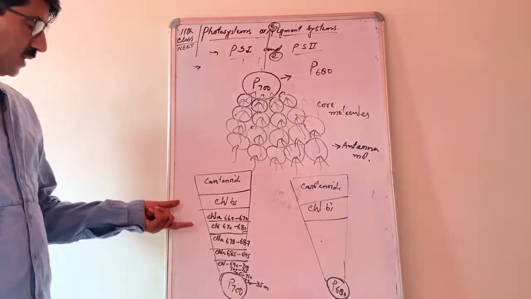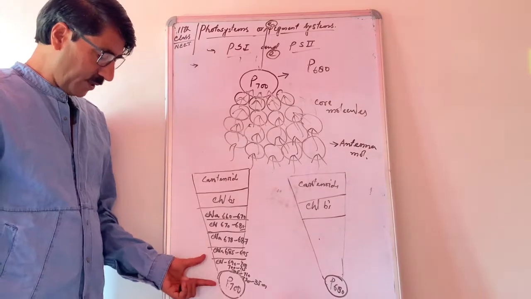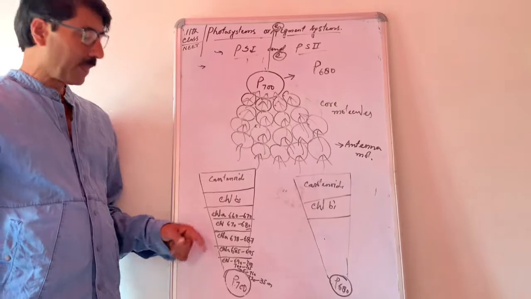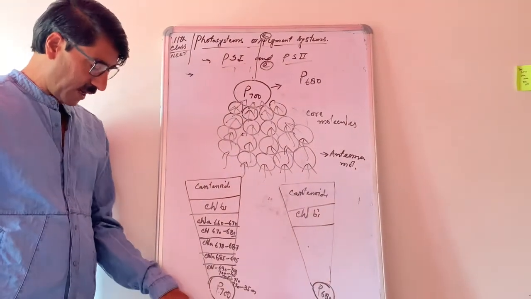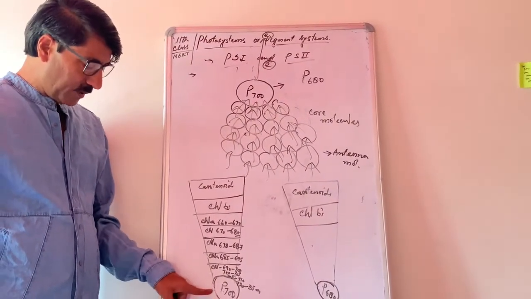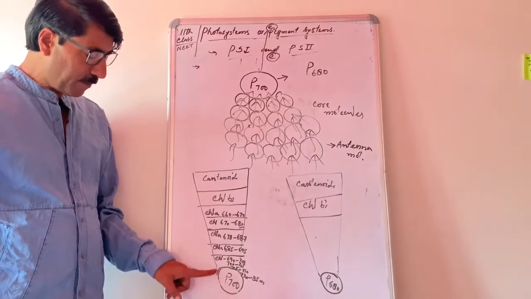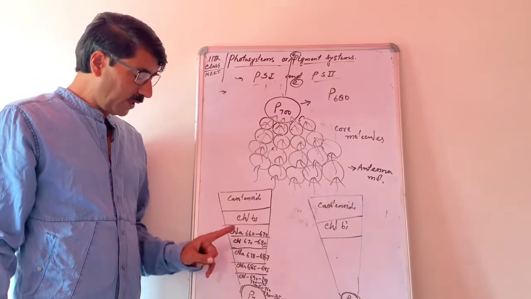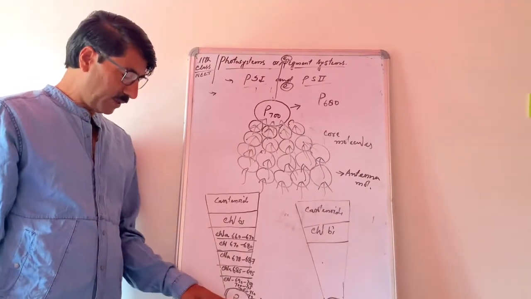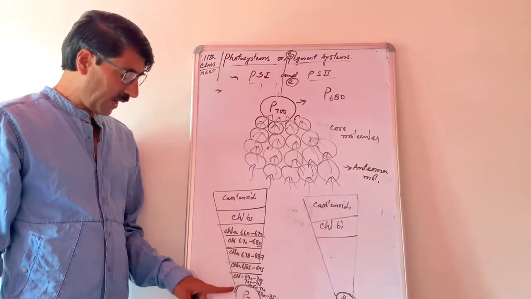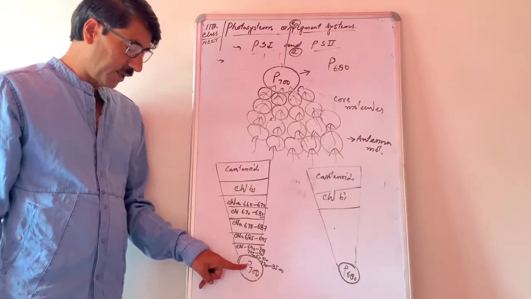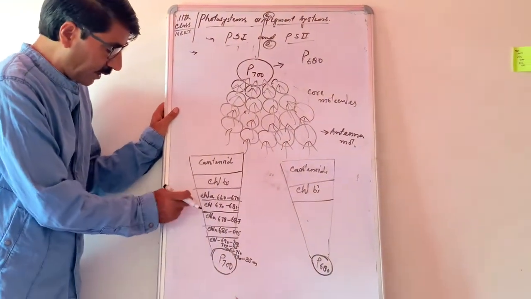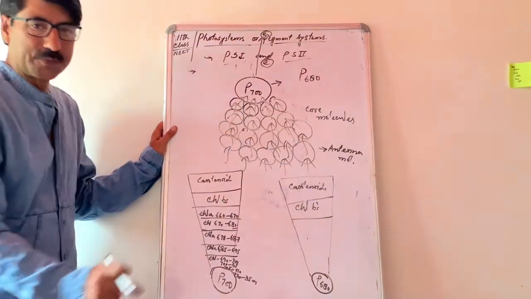Now a question can be asked: how can we say that this P700 is the reaction center? Because by several experiments it has been found that the absorption maxima is at 700 nanometers. So the chlorophyll A molecule absorbing at 700 nanometers acts as the photocenter or the reaction center. Remember, this is the distribution of chlorophyll A's in pigment system first.